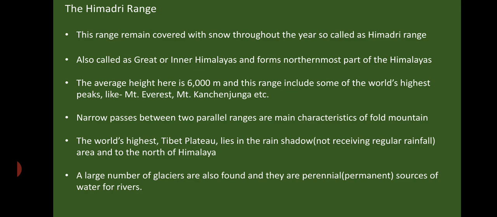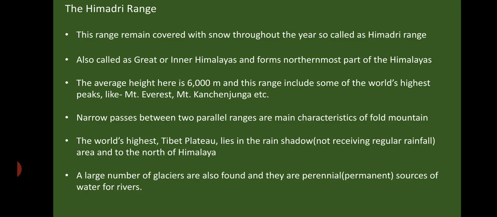The average height of the Himadri is 6000 meter, and this range has some of the highest peaks like Mount Everest, Mount Kanchenjunga, and others also. Here you will also find natural gaps, which are called passes. They are narrow passes. Generally these passes are between two ranges, and they naturally develop because of the fold mountain.